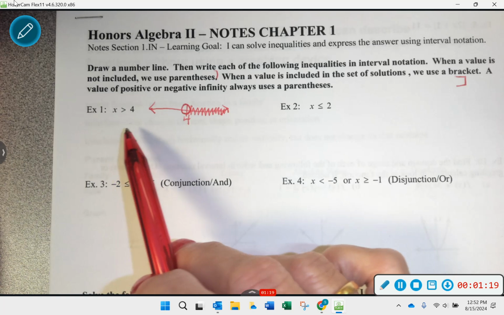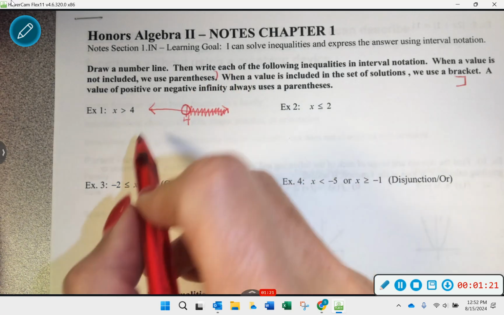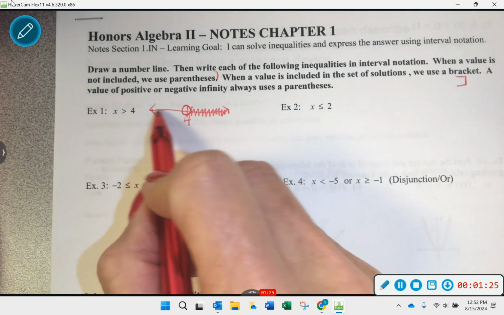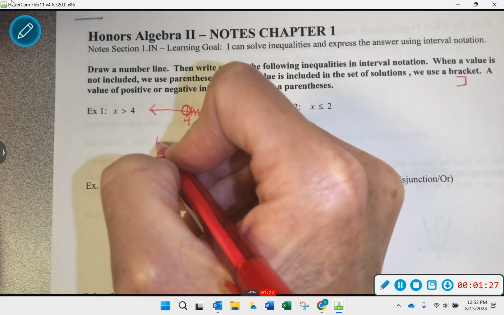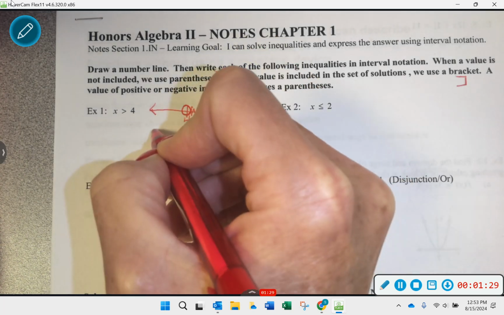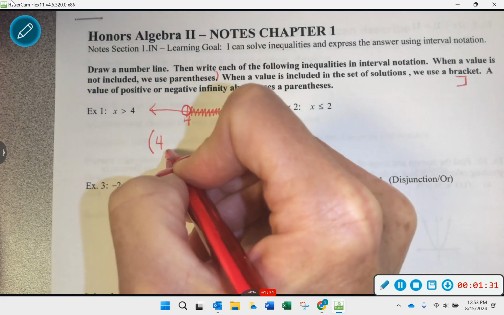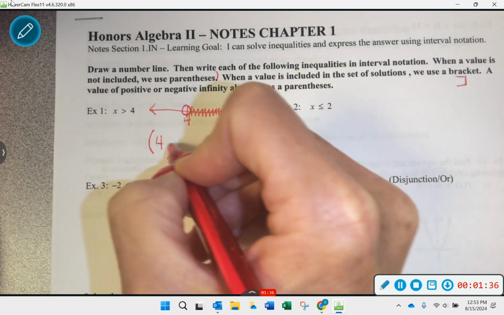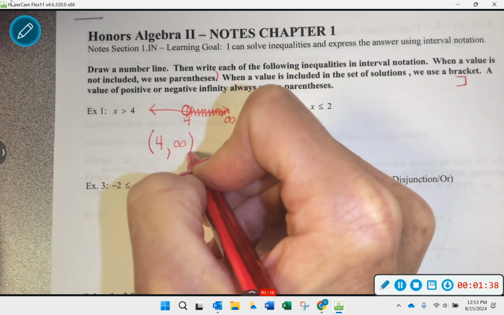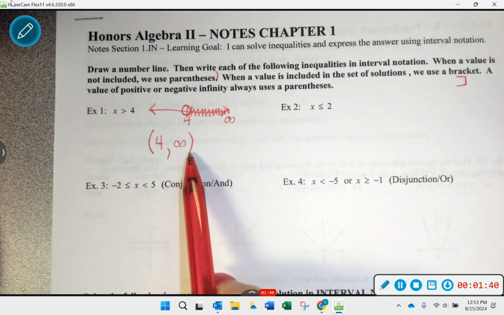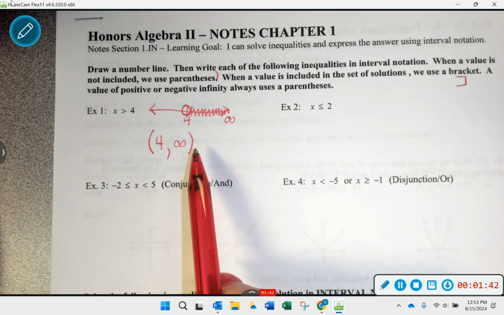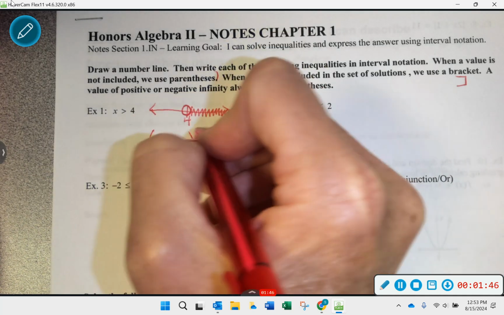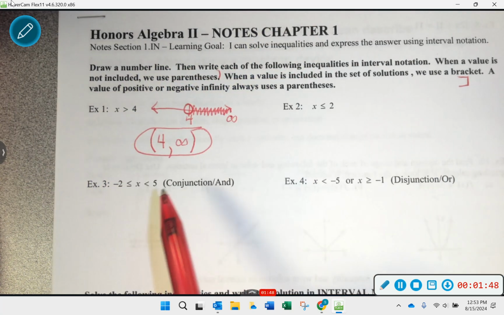Here's the way we write this in interval notation. We always read from left to right, just like we do a book. The first number we come to is 4. And I use a parenthesis because it's not included. And then I say comma, and this is going all the way down to infinity. And we never use a bracket around infinity because we can't be equal to infinity. There's no such thing. So that's how we write that in interval notation.